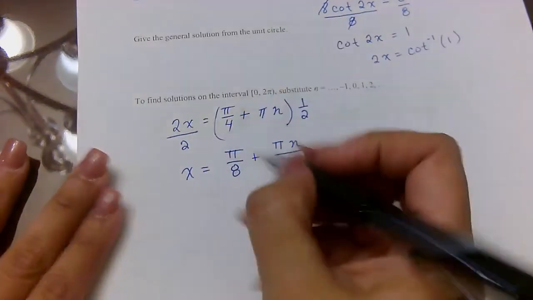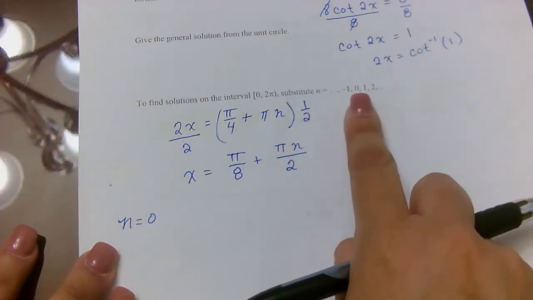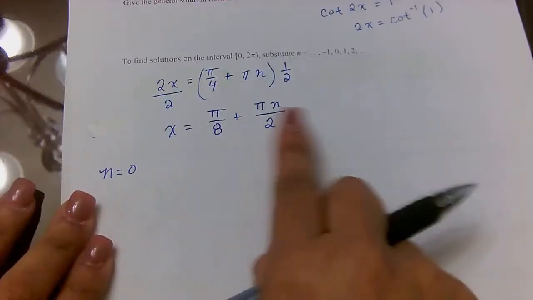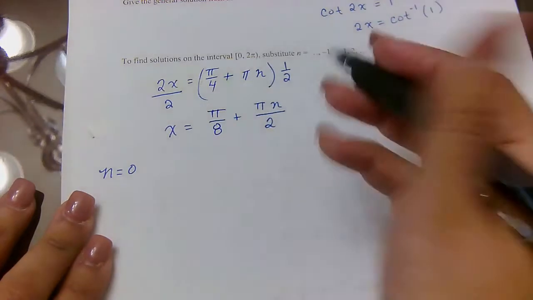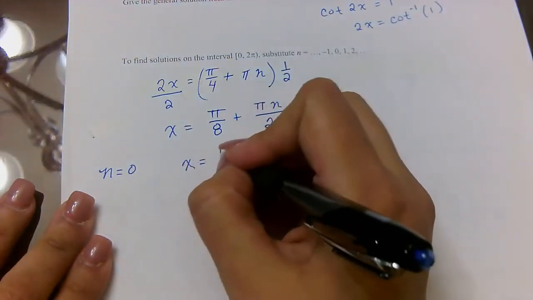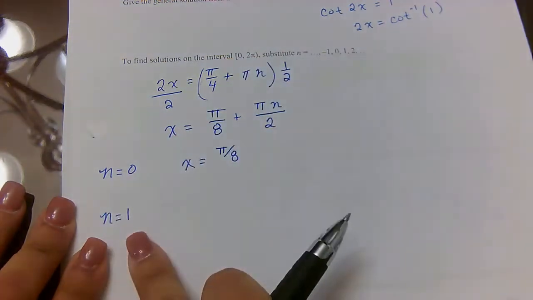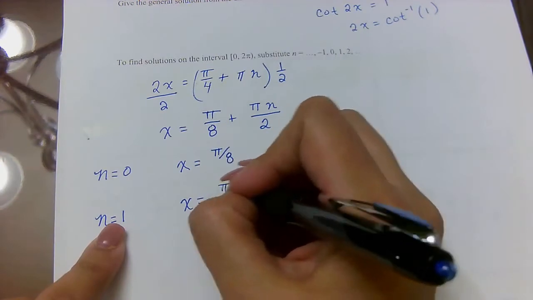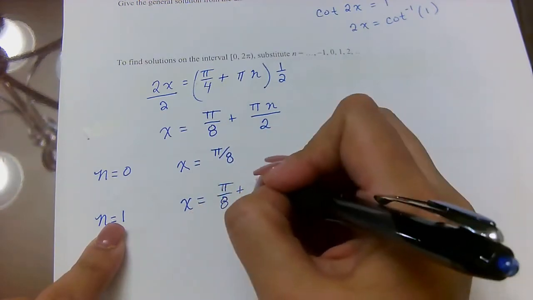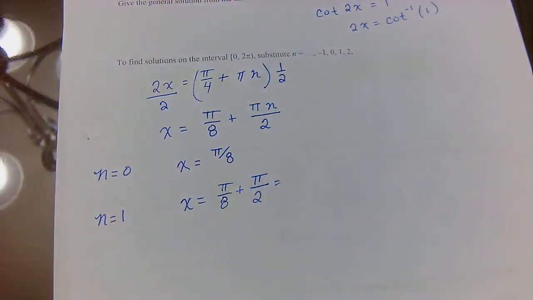Okay. Now I'm going to let n equal our integers, and we're going to start at 0. So let's go ahead and just plug in a 0 here. Of course, that would make all of this 0. So the first answer would be pi over 8. If n is equal to 1, okay, so what I'm going to do is go ahead and substitute 1 for n, and I'm going to get pi over 8 plus pi over 2. If I were to add these two, I'm just going to put this in the calculator.